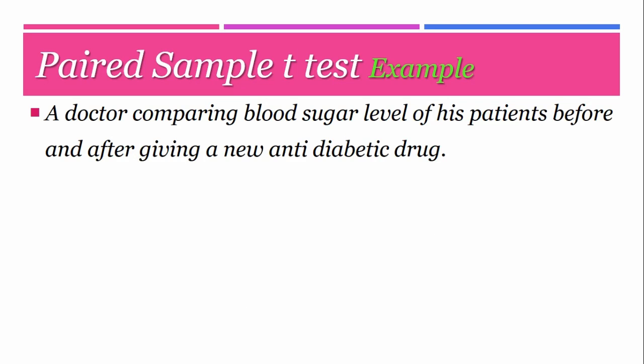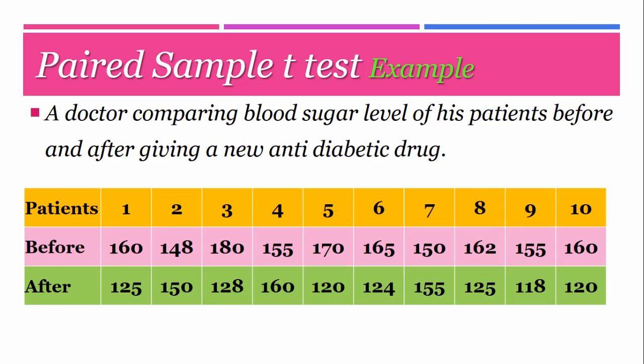How to perform a paired t-test? Let's understand with one example. Suppose a doctor is comparing blood sugar levels of his patients before and after giving a new anti-diabetic drug introduced into the market. The blood sugar values of patients before and after giving the new anti-diabetic drug are given in the table as follows.